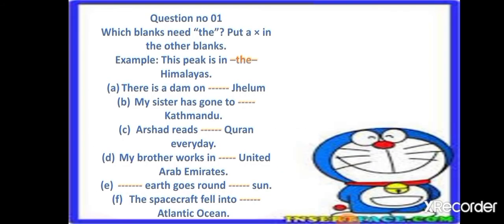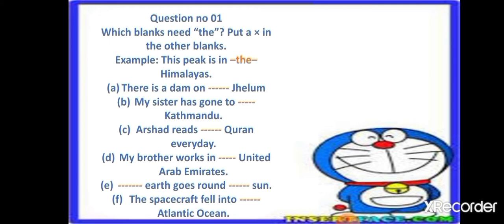Here we will be putting "the" according to the rules that are present in this video, and I have explained them. So here we will be putting "the", and we will be putting a cross in other blanks where "the" is not required. So the first is the example. This peak is in dash Himalayas. So as I've said earlier, we will be putting "the" before the mountain ranges. So according to that rule, we will be putting "the" over here.